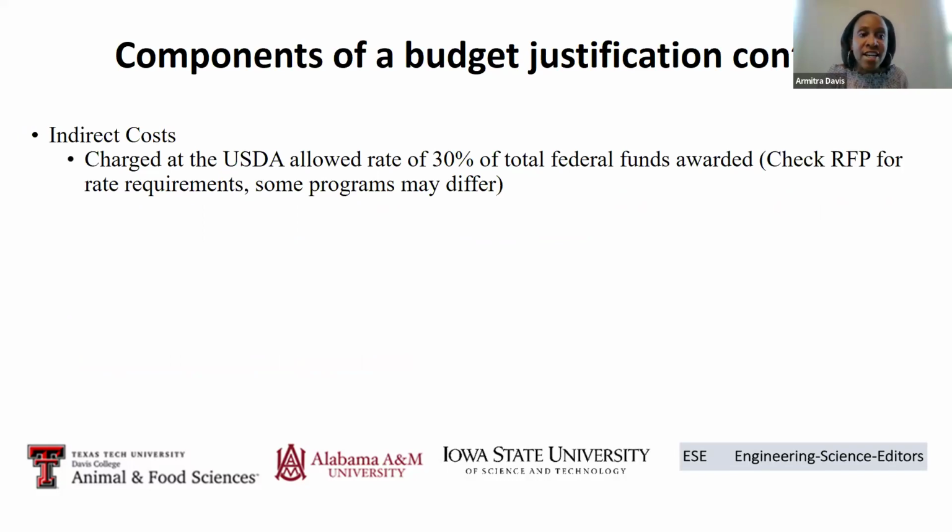And of course, your indirect costs for FSOP, it is allowed at 30% of the total federal funds awarded. Now, RFPs, you want to check that because it will be different for different proposals. So it's very important that you really understand that.